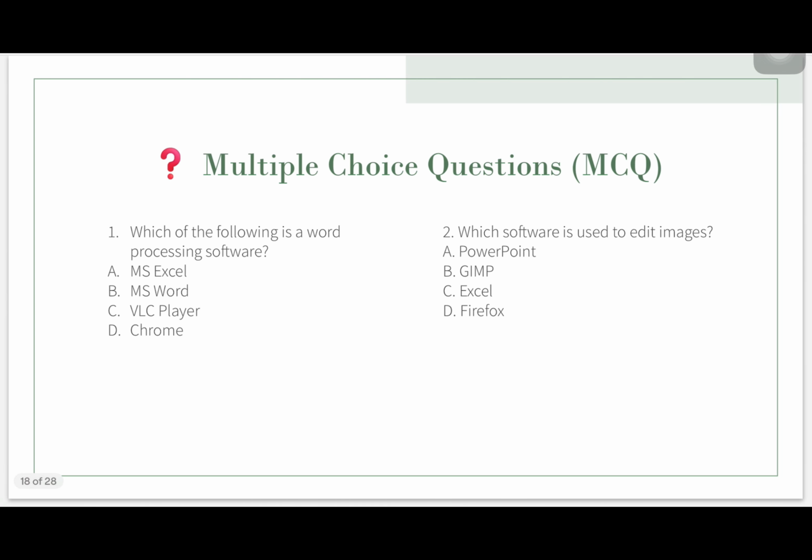Now next, multiple choice question. Which of the following is a word processing software? Which one is it: MS Word, VLC, or Chrome? It is MS Word. Correct. Which software is used to edit images? It is GIMP, right? Also, GIMP is a free and open source software. So, MS Word and GIMP.